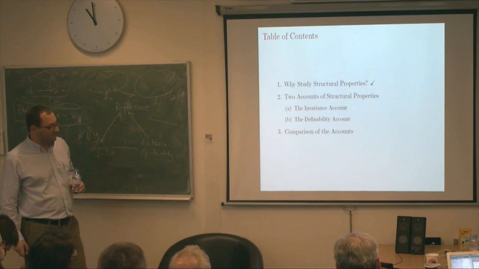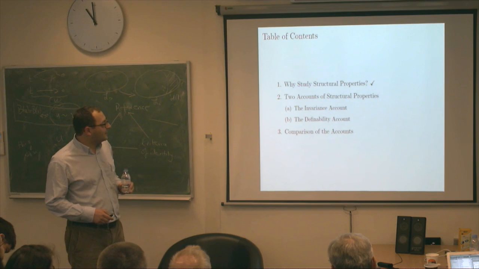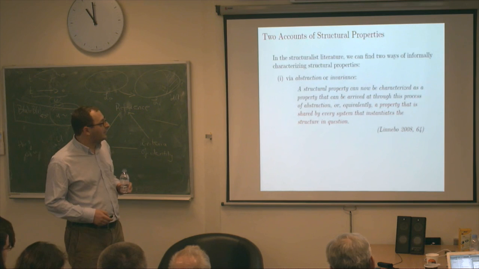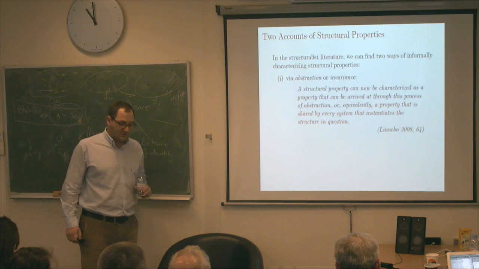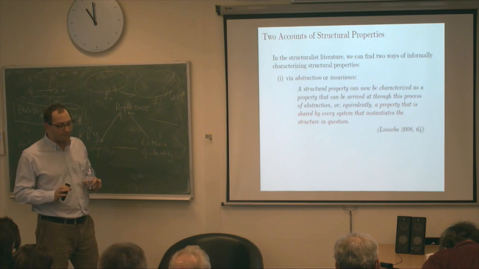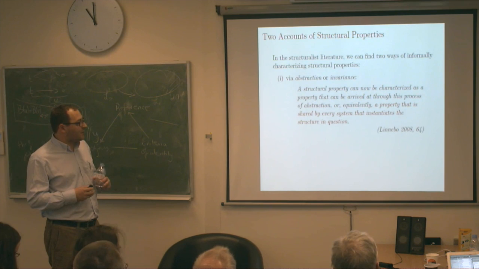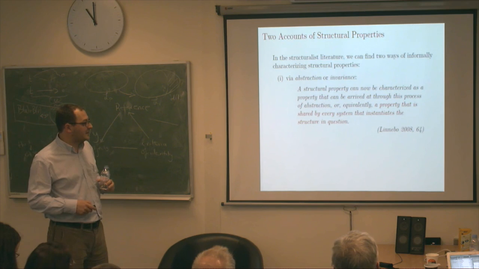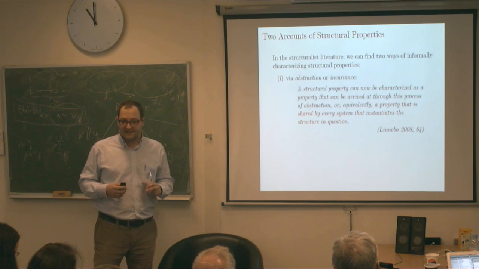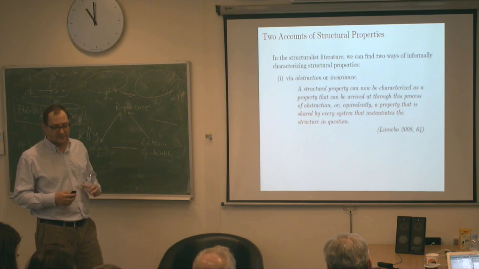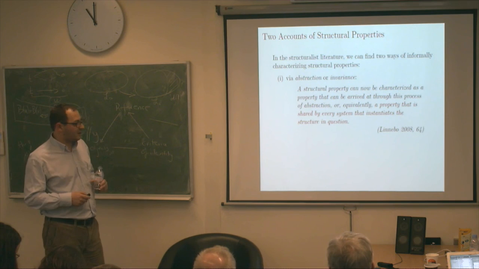preliminary remarks. Now, let's turn to the two suggestions for how to specify this notion. If you look at the literature in structuralism, there exist two approaches to specify the notion, and we will take them as starting points. The first one, that's again Resnik's paper, is the idea to define these properties in terms of abstraction or in terms of invariance. So the idea is to say that a property is structural if it's shared by every other system that instantiates the same structure. So a property of an object is structural if for any other object that instantiates the same structure as the first object, the property holds also of that second object.